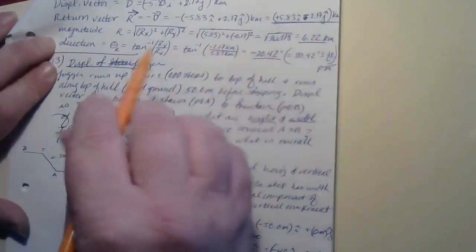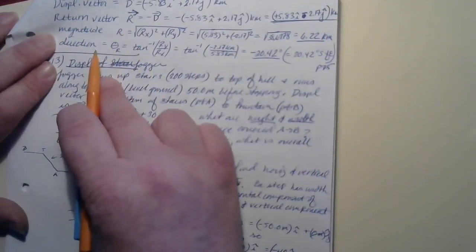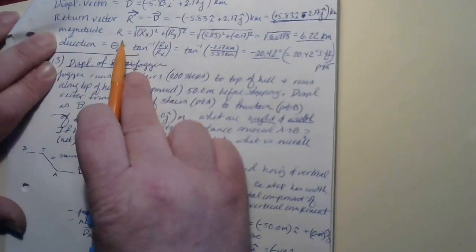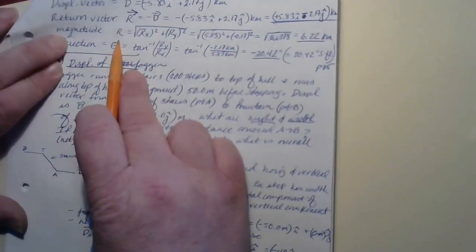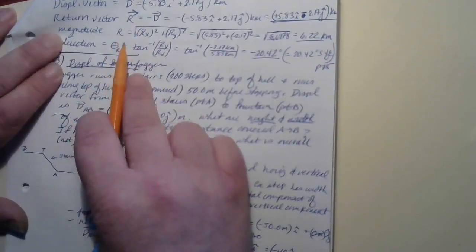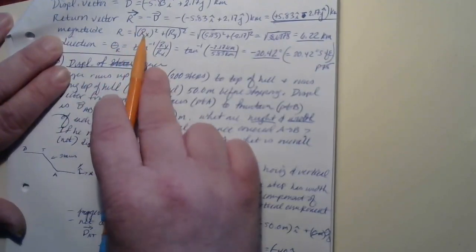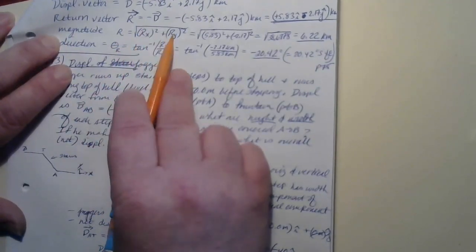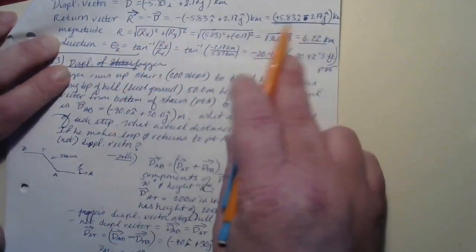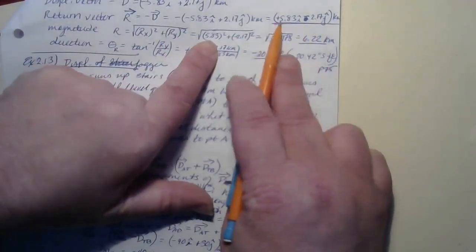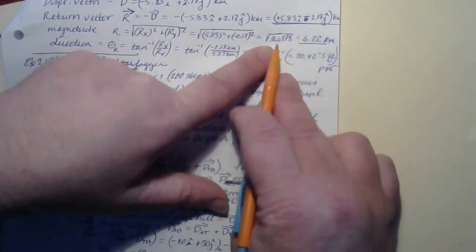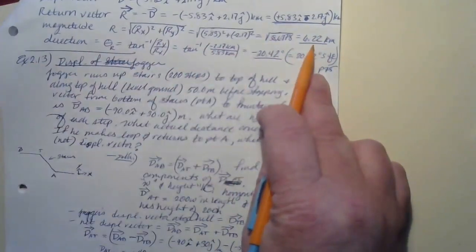What we were actually being asked for at the beginning of the problem was the magnitude and direction that they would have to use in going back towards the lodge. The magnitude of the return vector, here R means return, it doesn't actually stand for resultant like it usually does, would be just the square root of the x component of the return vector squared plus the y component of the return vector squared. So that's the square root of 5.83 squared plus negative 2.17 squared, which is 6.22 kilometers.